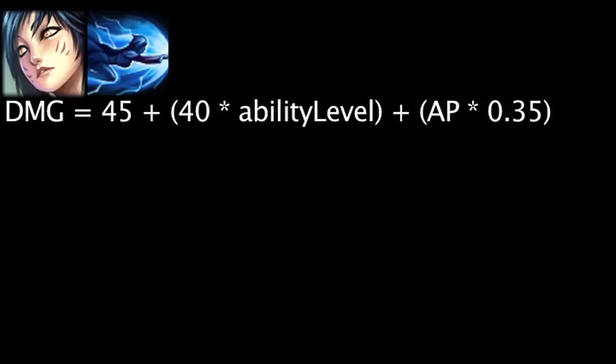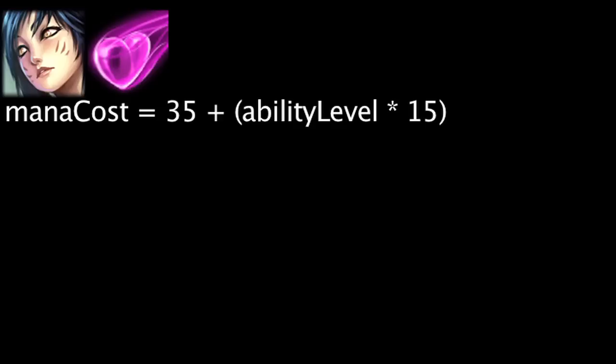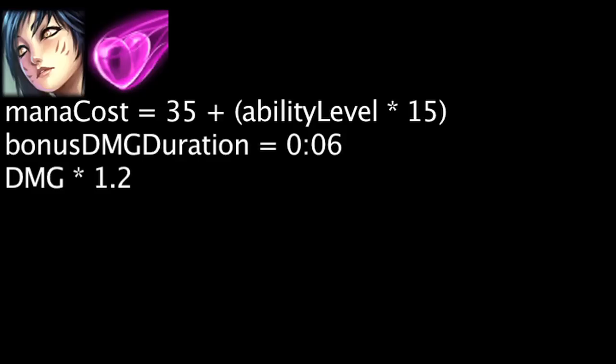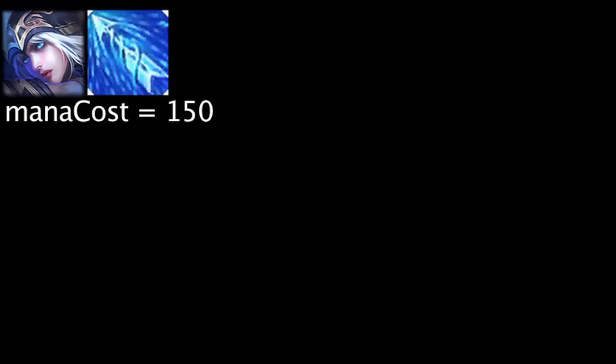Ahri's ultimate ability, Spirit Rush, has had its base magic damage reduced by 15 and ability power ratio reduced by 0.05. Charm will now increase all damage Ahri deals to a target for 6 seconds by 20%. It will also cost 85 mana. Ashe's ultimate ability, Enchanted Crystal Arrow, will cost 50 less mana.